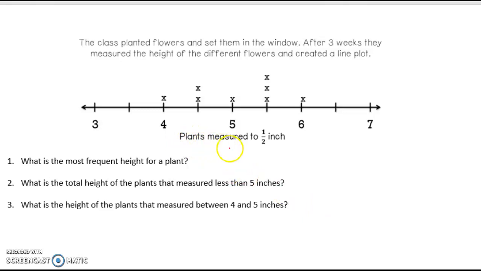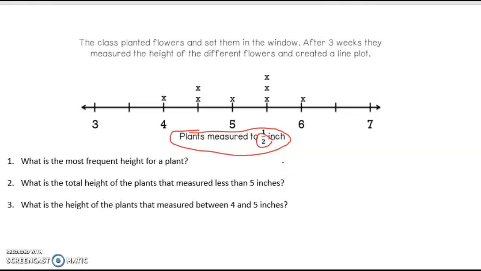But this does tell us that plants are measured to the nearest ½ inch. We're not always going to have this little hint though. So how do we know if measurements are missing? We always count the spaces between the whole numbers. How many equal pieces are between the whole numbers? Between the 3 and the 4, we have 2 pieces. Between the 4 and the 5, 2 pieces. Between the 5 and the 6, 2 pieces. And between the 6 and the 7, 2 pieces. So if they are dividing the whole numbers into 2 pieces, that means that 2 is our denominator.